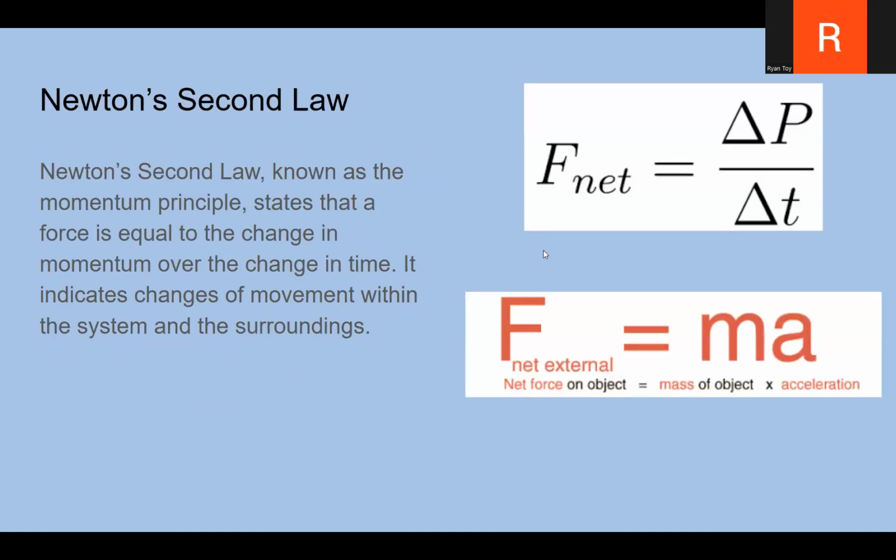A quick refresh on Newton's second law. Newton's second law, known as the momentum principle, states that a force is equal to the change in momentum over the change in time. It indicates changes of movement within the system and the surroundings, and is given by F net equals delta P (momentum) over delta T (time), and F net equals mass times acceleration.